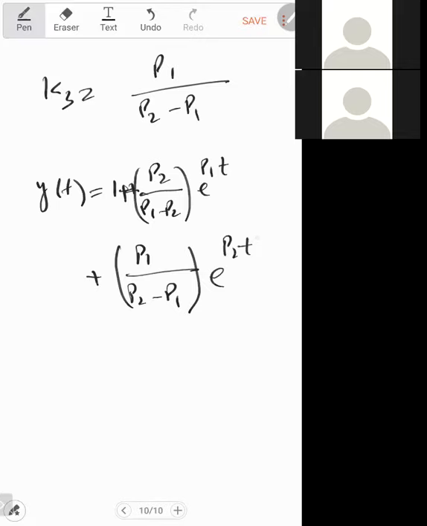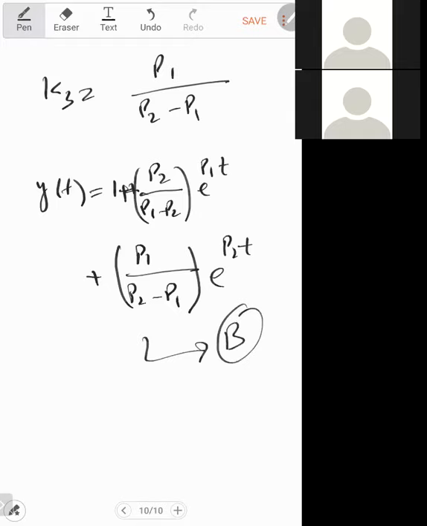So we are getting this expression, and you can now easily see that P2 may be greater than P1, meaning a larger value. This is the general expression for y of t, and let's say this is equation B. So we will use this expression also.